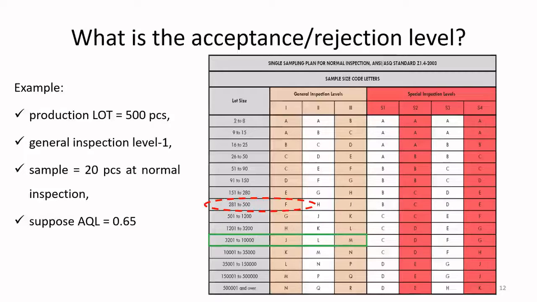And the buyer has said that I am going to take the shipment at AQL 0.65. So the quality inspector will take out 20 pieces and check. But after how many defectives will the quality inspector reject your shipment? We will see in the next slide.